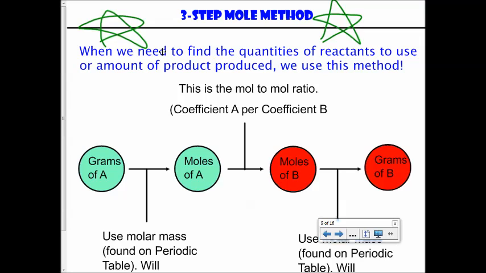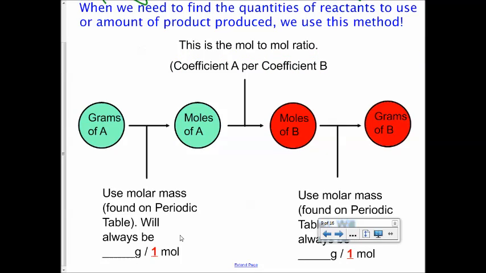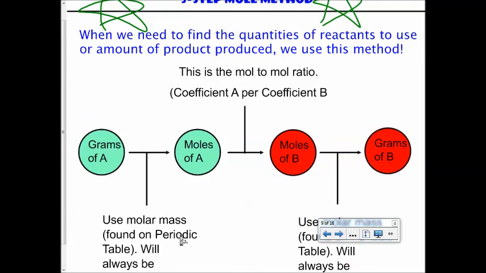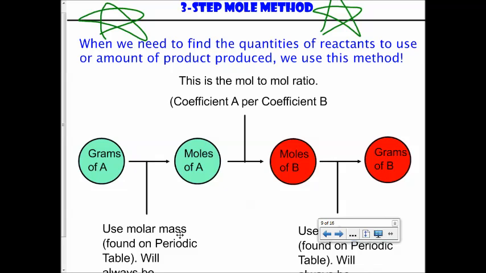When we need to find the quantities of reactant, we use this method. What this is telling you is if you want to go from grams of some sort of substance A to moles of substance A, here's what you use. Please look at these in-between steps. You use your molar mass, which is found on the periodic table, will always be some sort of grams per some moles. So if you want to convert from grams to moles, hey, look at that. You look at your periodic table. So if you want to go from grams of A, just any general reaction, chemical, compound, whatever, to moles of that same thing, you look at the periodic table.